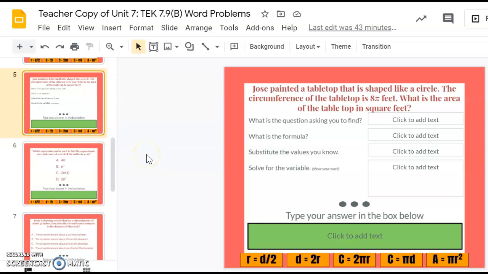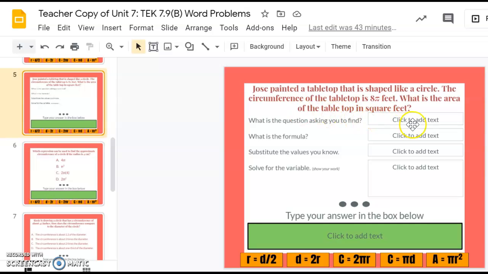All right, this question is pretty easy. But of course, when you read it, you probably went, what the heck? Okay, so Jose painted a tabletop that is shaped like a circle. The circumference of the tabletop is 8 pi feet. What is the area of the tabletop in square feet?